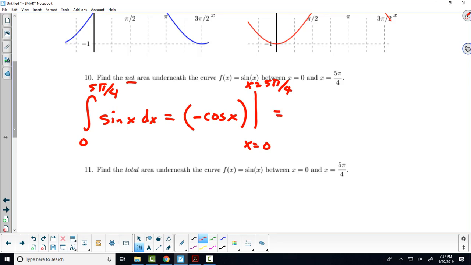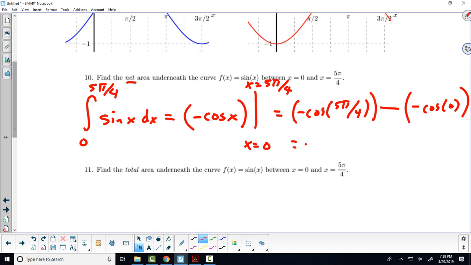This is equal to, watch those negatives, negative cosine of 5 pi over 4 minus, where did that minus sign come from? From the fundamental theorem, whatever you want to call it. Minus the cosine of 0. This is equal to minus square root of 2 over 2 minus a minus 1, which is equal to 1 plus radical 2 over 2.